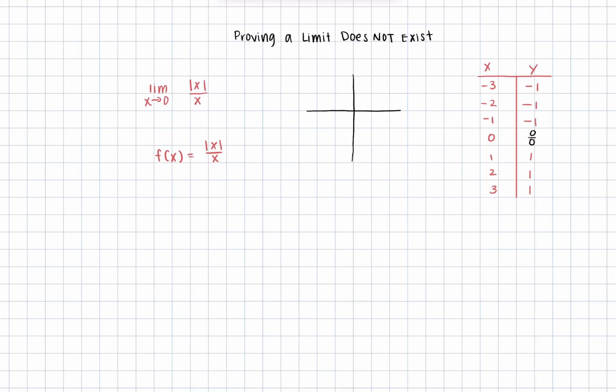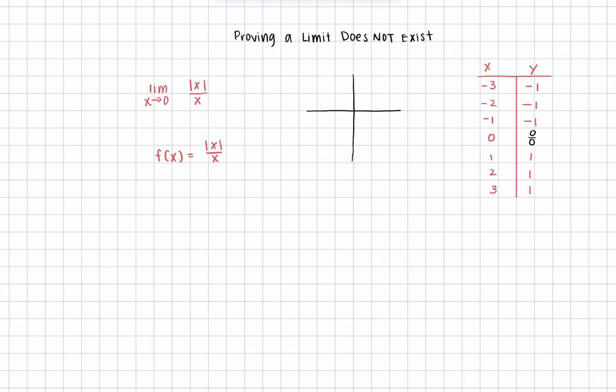Hey guys, in this video, we're going to learn how to prove that a limit does not exist. So I have this function here, absolute value of x over x. And I want to find the limit as x approaches 0 of this function f of x.